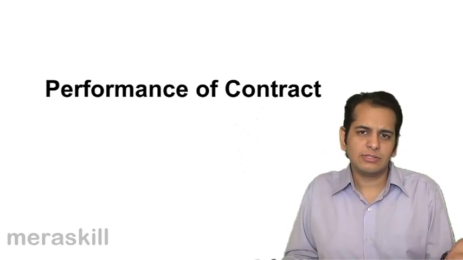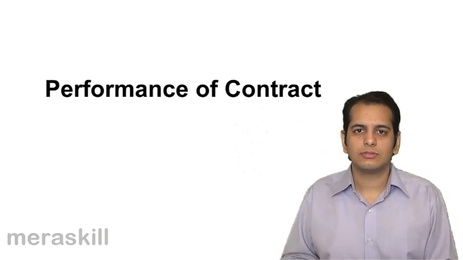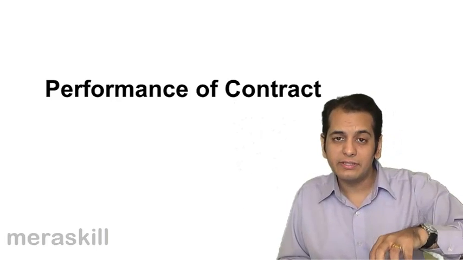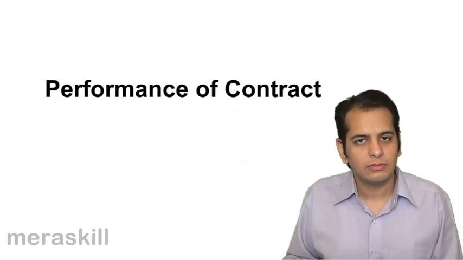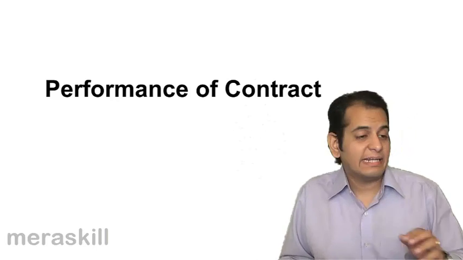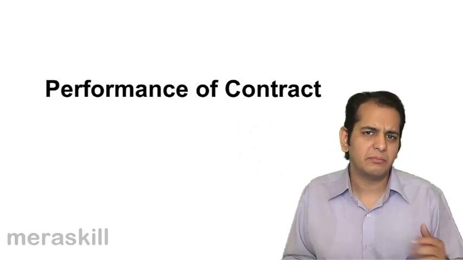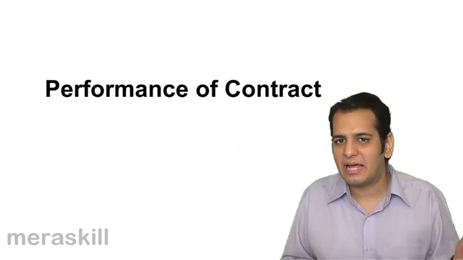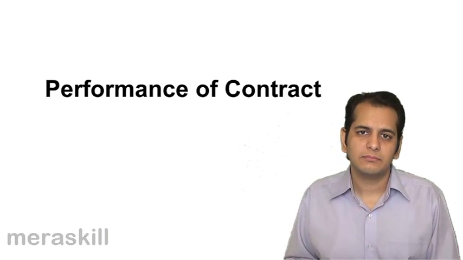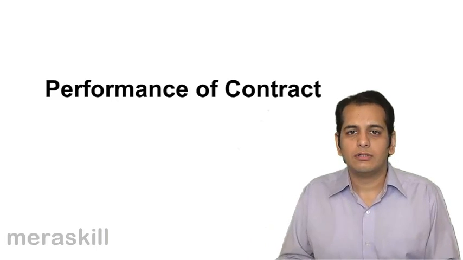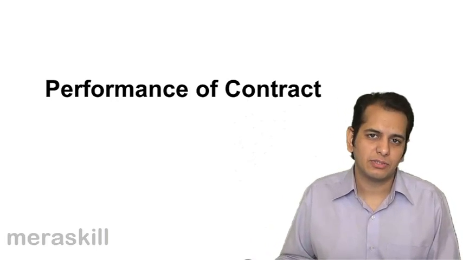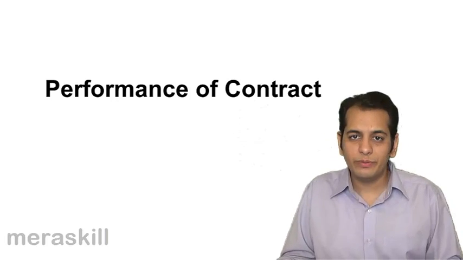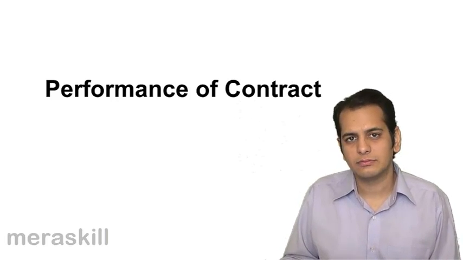Now, I'll just ask you a couple of questions. Do you think only the promiser can perform the contract, or anyone else can also perform? Anybody else? Do you think a contract can be performed at any time, or there's some restriction as far as time is concerned? What if the promiser dies? Do we have any alternative then?